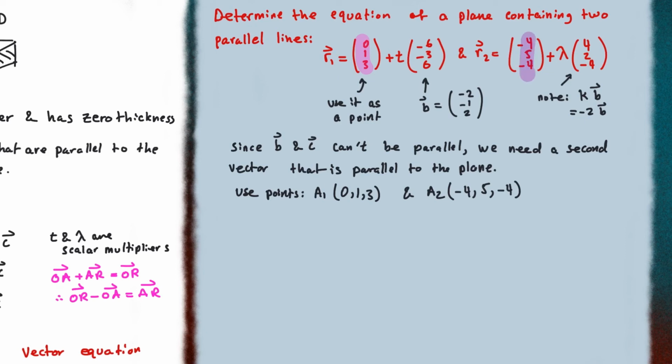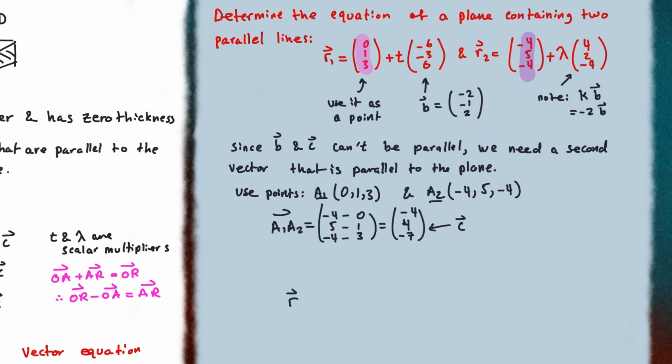This vector is going to be A1 A2, and we are going to take all the coordinates of A2 and subtract them by all the coordinates of point A1. And once we have that, we will get components -4, 4, and -7. And this will represent our direction vector C.